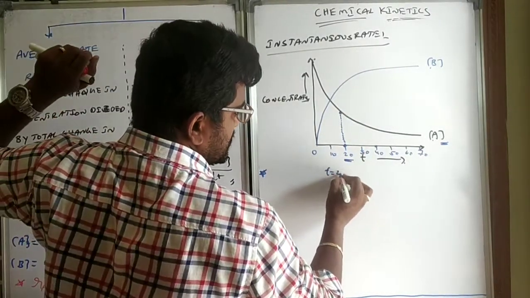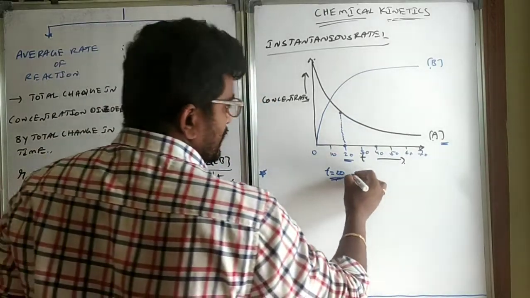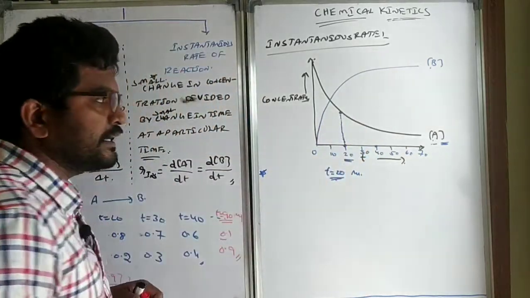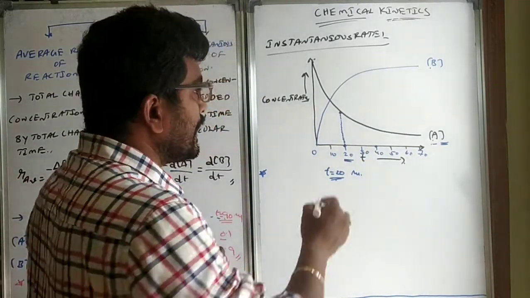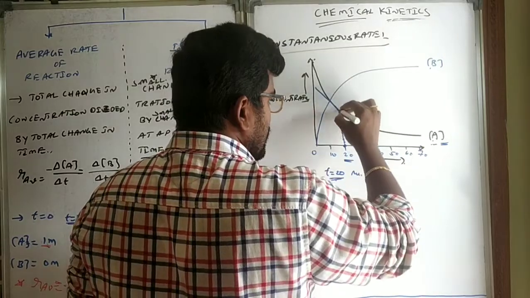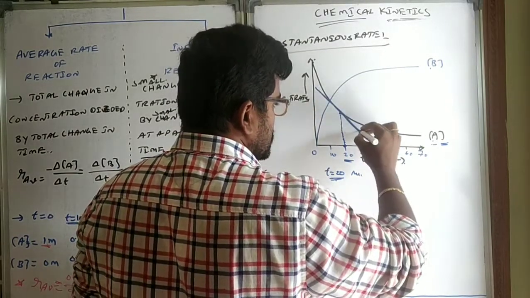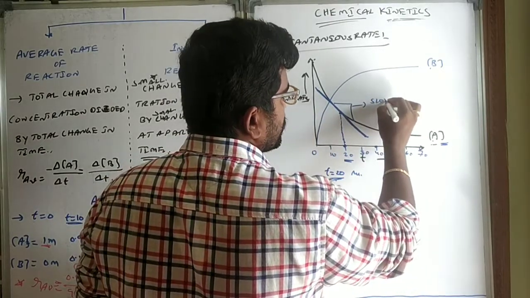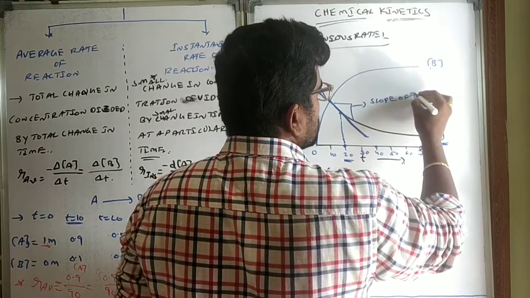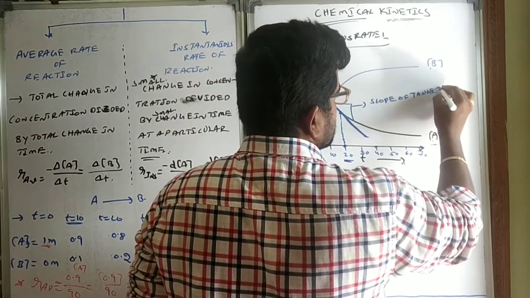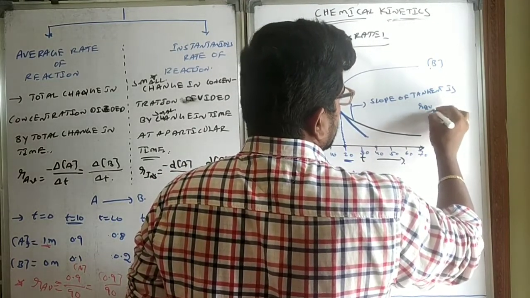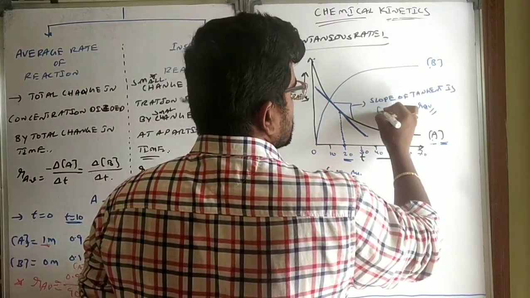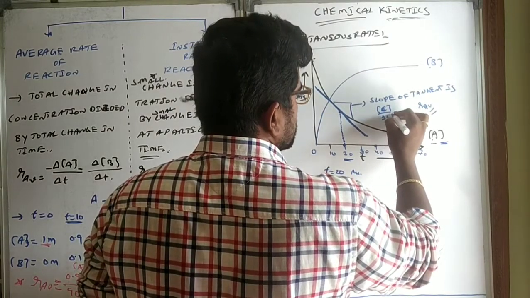Exactly, if you want to find the instantaneous rate at 20 minutes, I will draw an intercept onto the concentration graph related to the particular time interval, and at the intercept I will draw a tangent. The slope of the tangent is the rate, that is change in concentration by change in time.